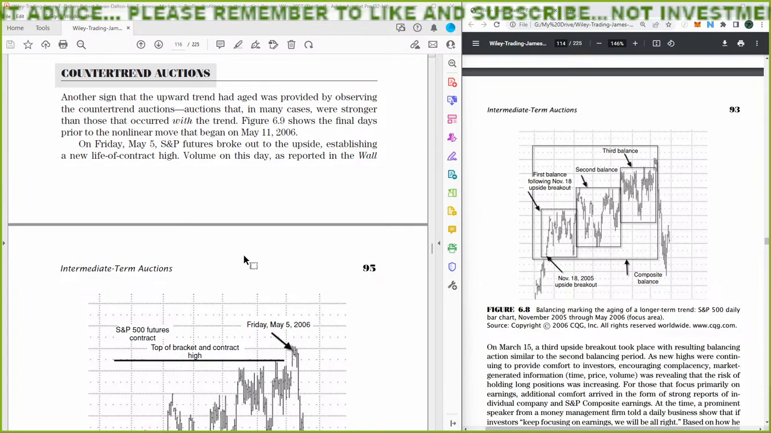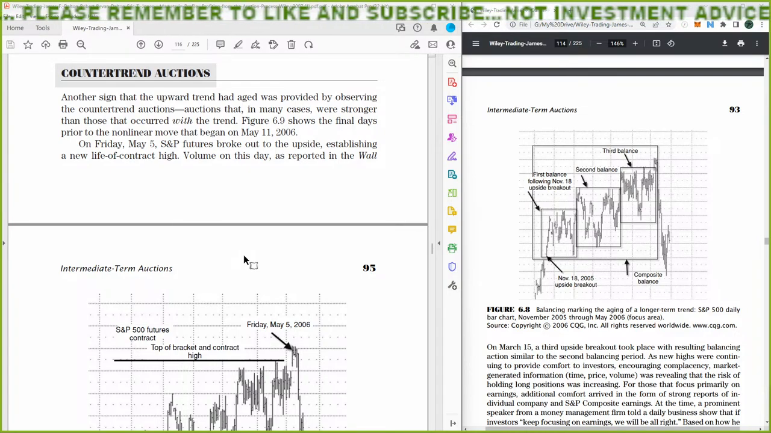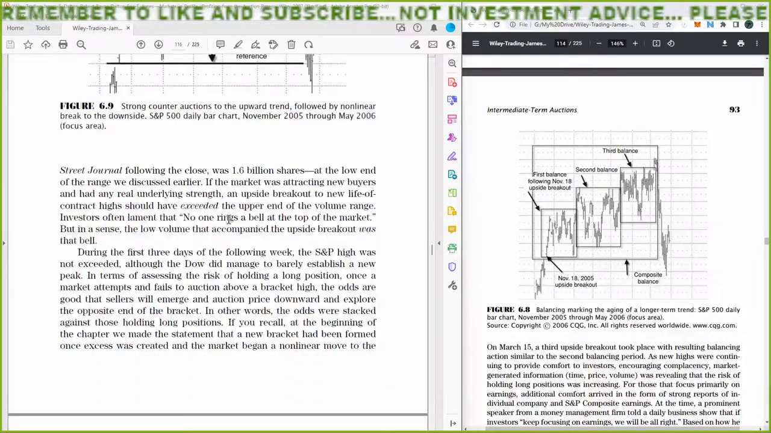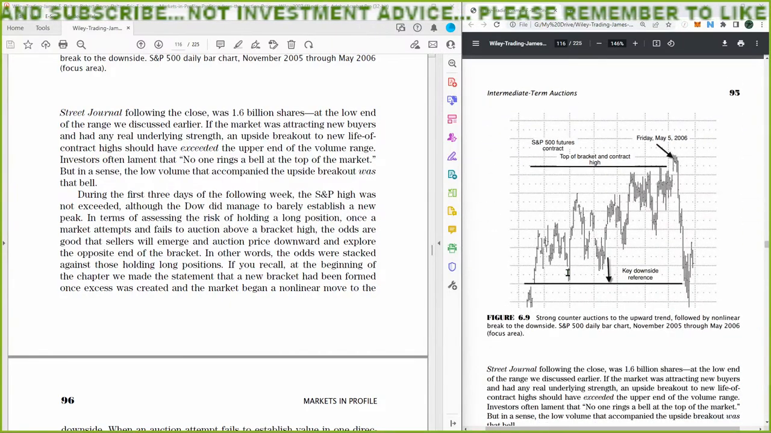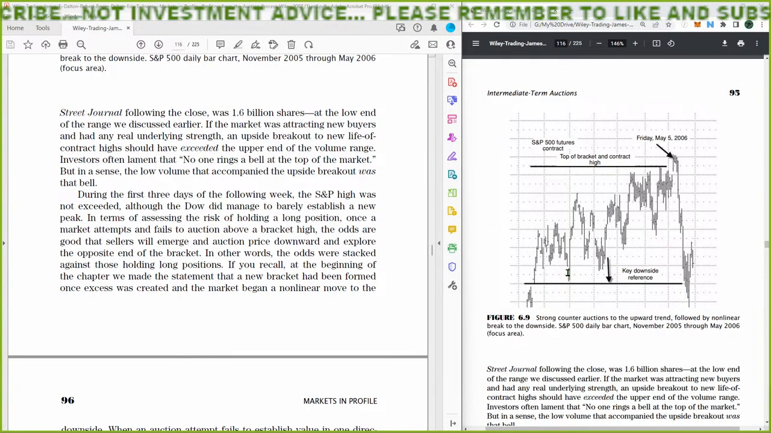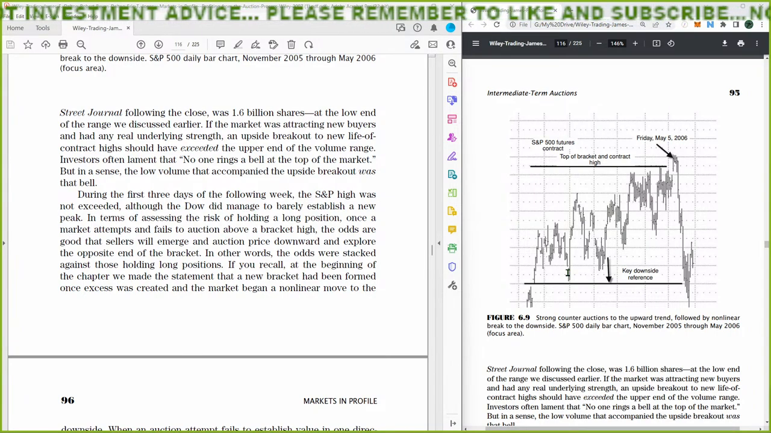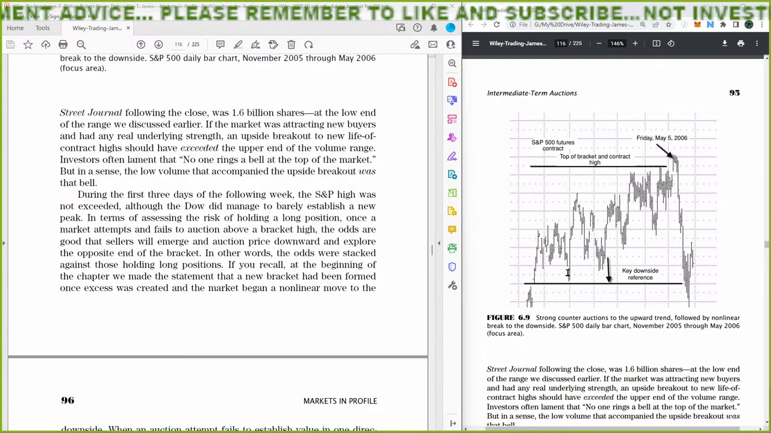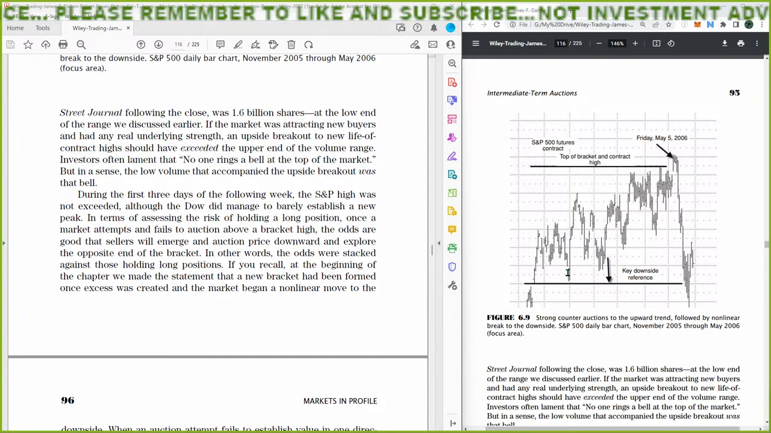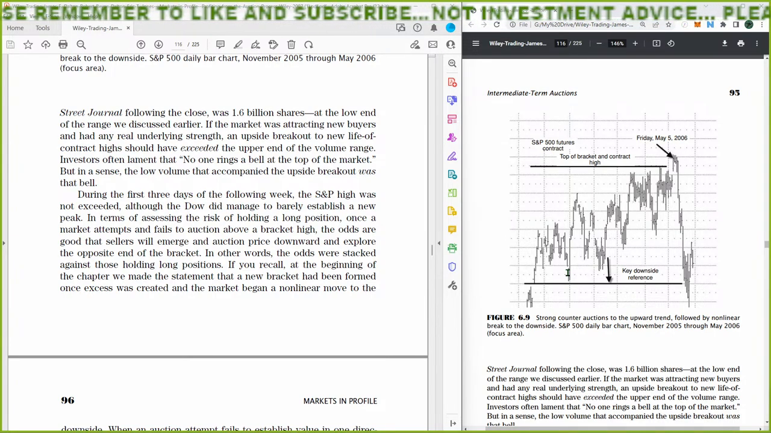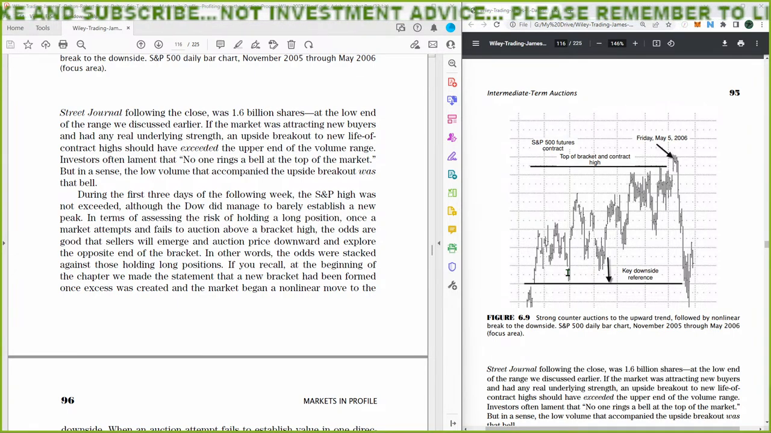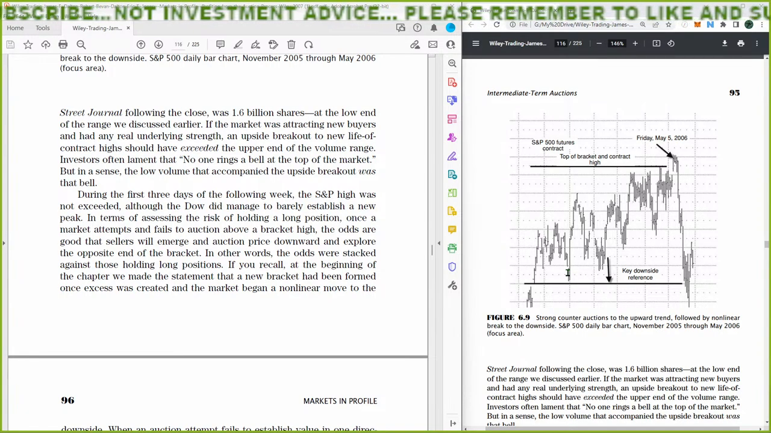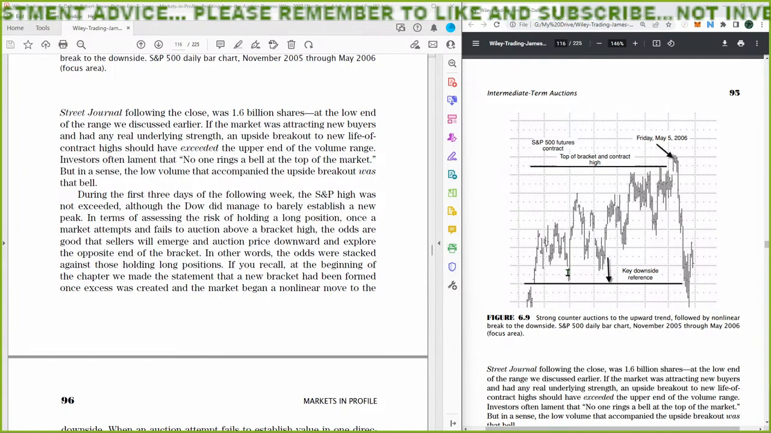Volume on this day was reported in the Wall Street Journal, following the close, as 1.6 billion shares at the low end of the range we discussed earlier. If the market was attracting new buyers and had any real underlying strength, an upside breakout to new life of contract highs should have exceeded the upper end of the volume range. Investors often lament that no one rings a bell at the top of the market. But in a sense, the low volume that accompanied the upside breakout was that bell.